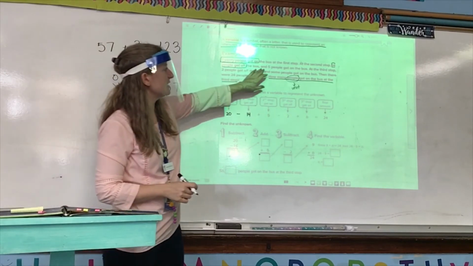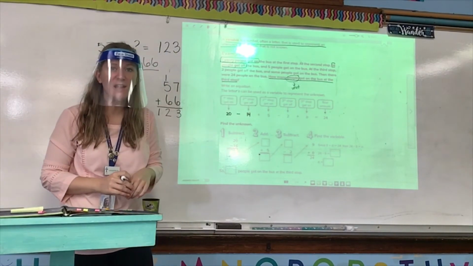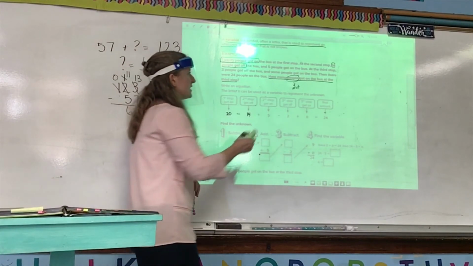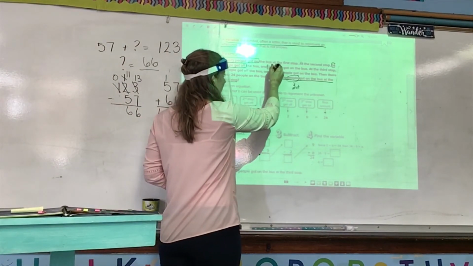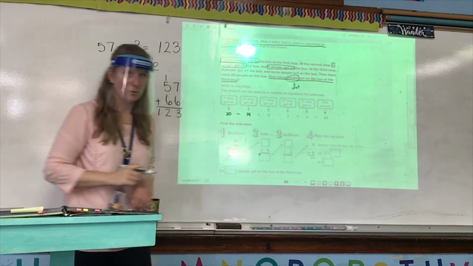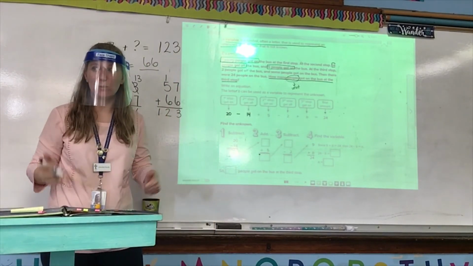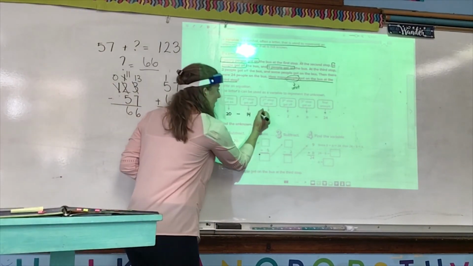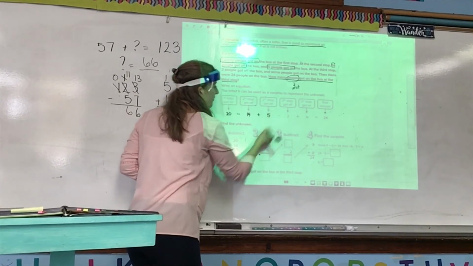Then the sentence continues, and 5 people got on the bus. Well, again, we see our unit right after the word 5, and we see that they got on, which means the number of people on the bus went up. So we add 5 people.